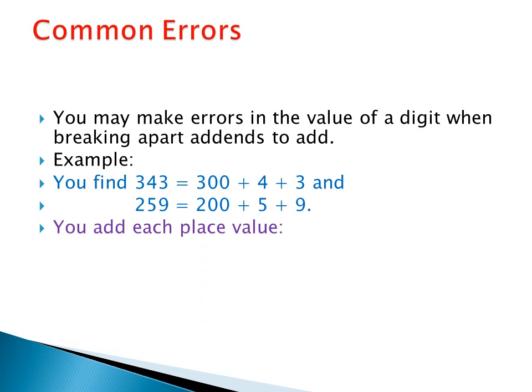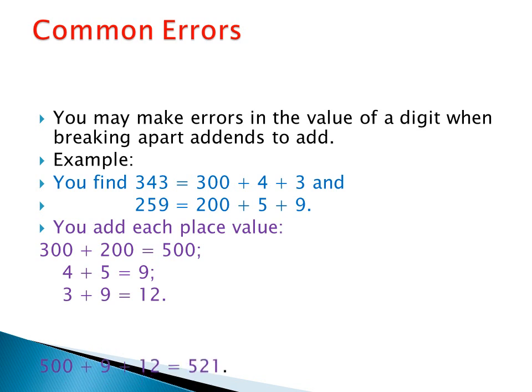You add each place value. 300 plus 200 equal 500. 4 plus 5 equal 9. That's wrong. 3 plus 9 equal 12. 500 plus 9 plus 12 equal 521. So you have to pay attention when you are breaking apart.